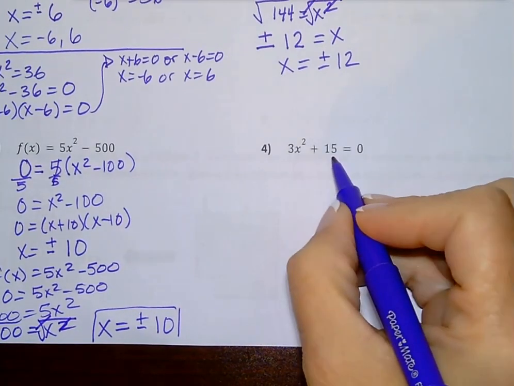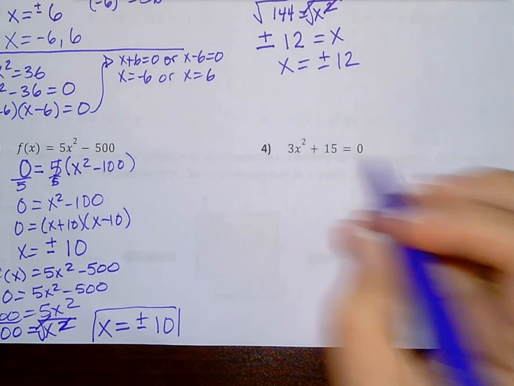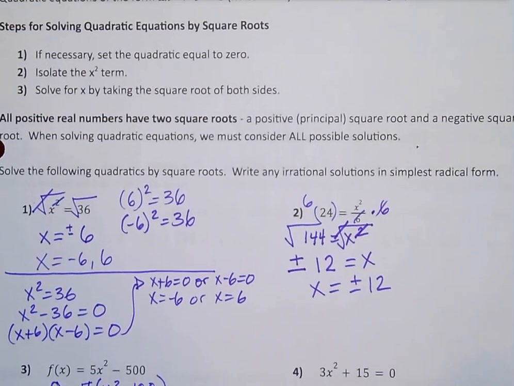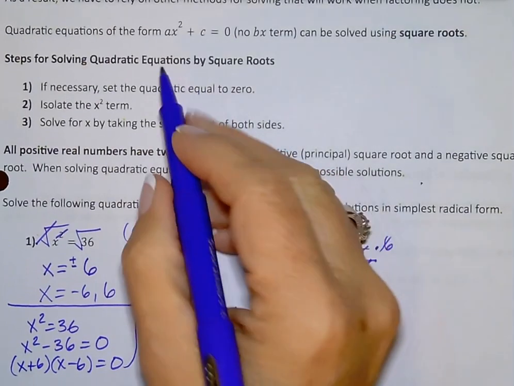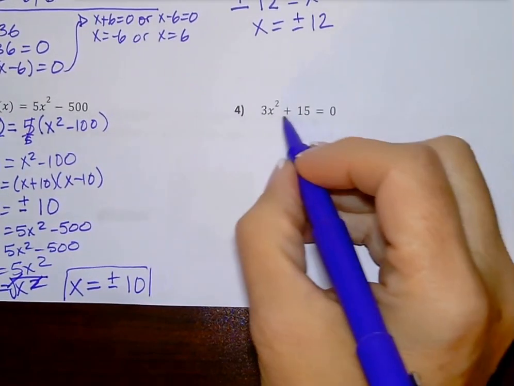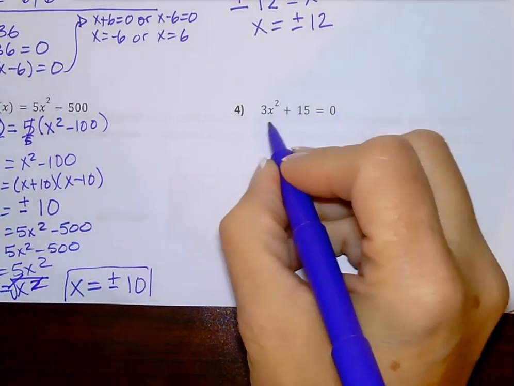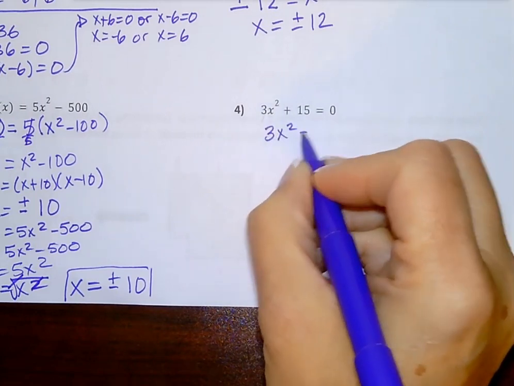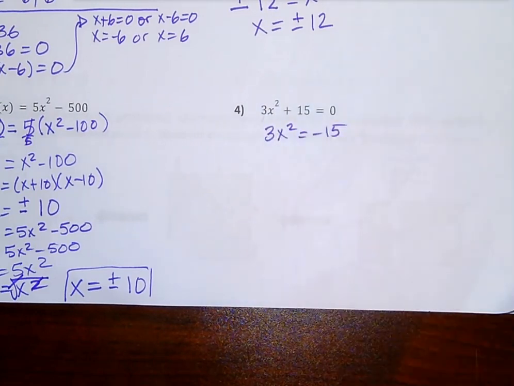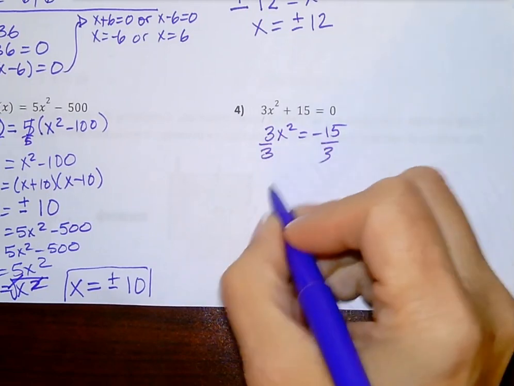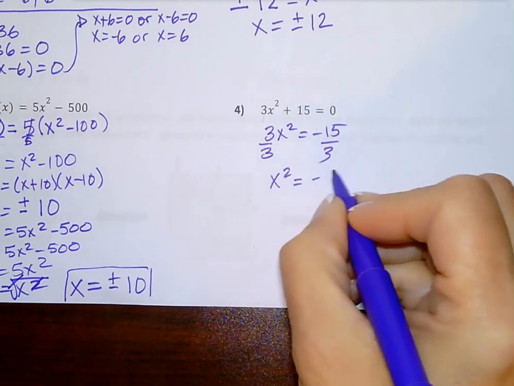3x squared plus 15 equals 0. This is in the format that we're talking about today. I have ax squared plus c equals 0, right? My b value is 0. So 3x squared plus 15 equals 0. I'm going to go ahead and set that up so that it's 3x squared equals negative 15. And I'm trying to solve, right? So I'm going to divide each side by 3. I have x squared equals negative 5.